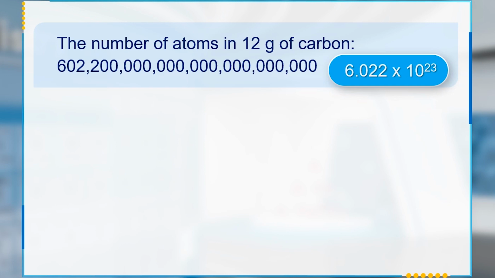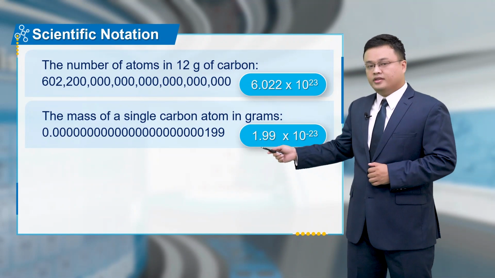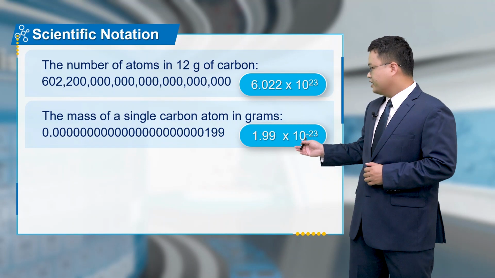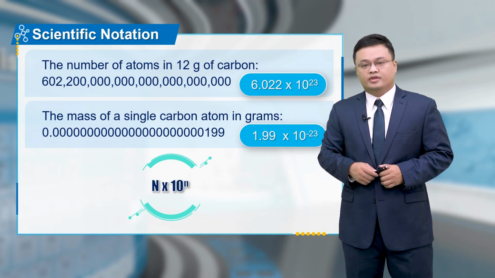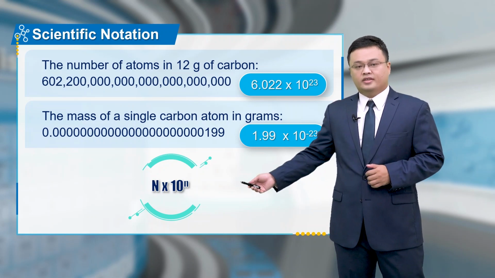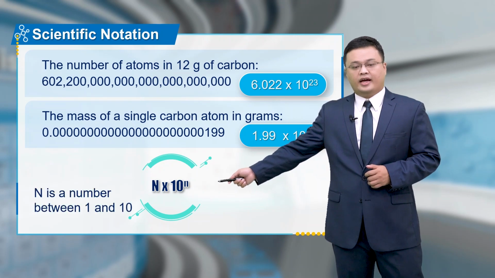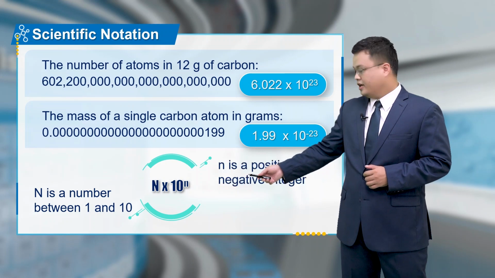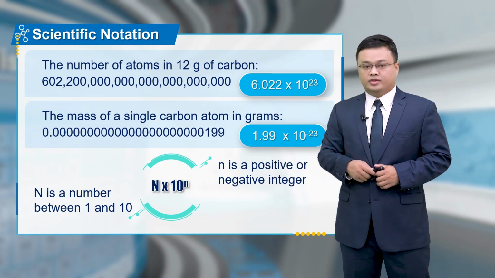Another example, the mass of a single carbon atom in grams is this. Therefore, we write 1.99 times 10 to the power of negative 23. In the scientific notation, N times 10 to the power of n, the capitalized N is a number between 1 and 10, and the lowercase n is a positive or negative integer, the exponent.